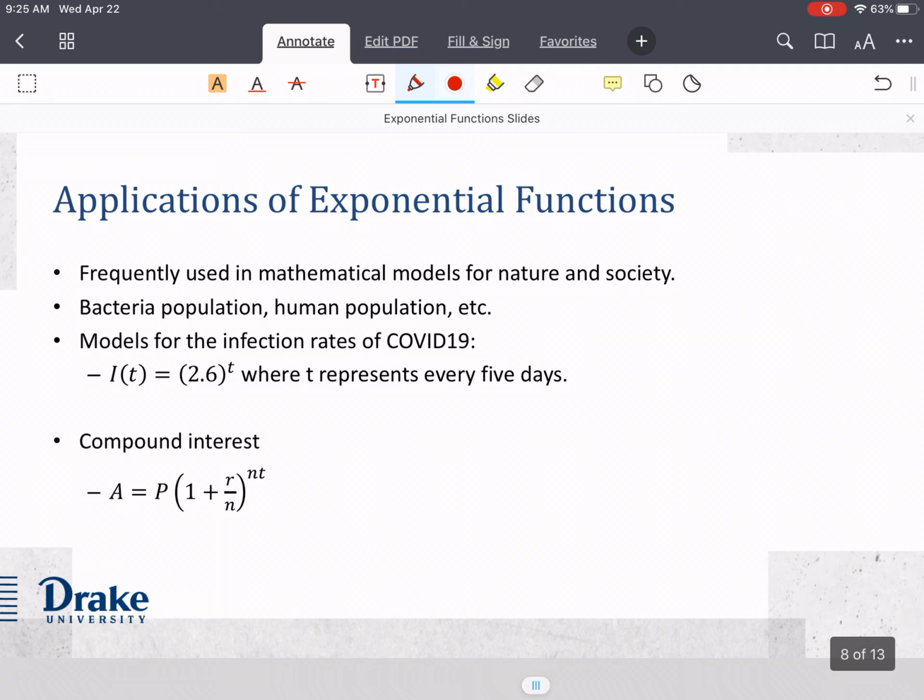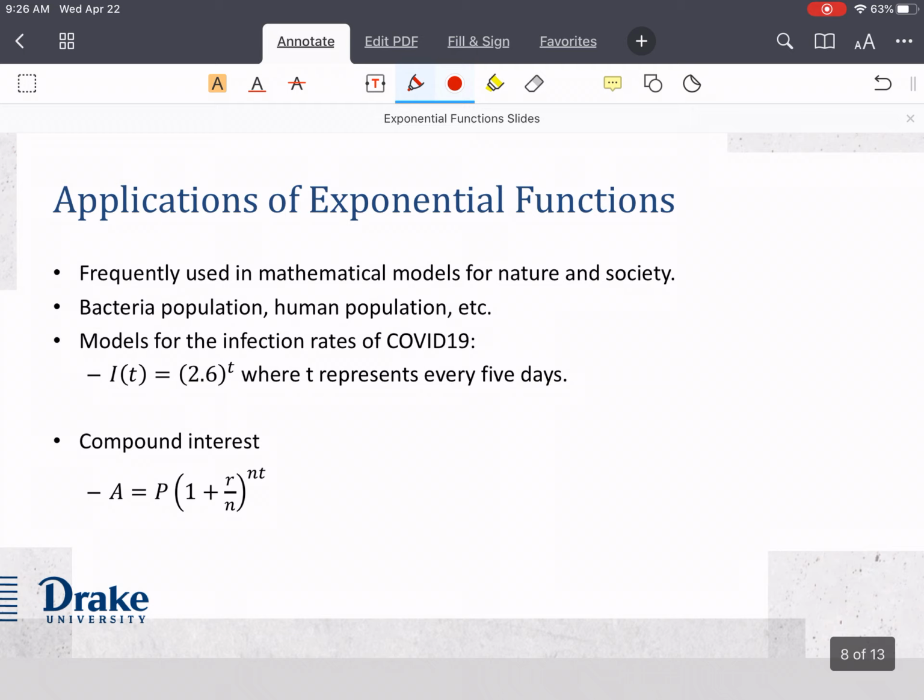I'm going to briefly mention some of the applications of exponential functions, because I will be recording a separate video specifically talking about applications of exponential functions. We know that exponential functions are frequently used in mathematical models for situations in nature and society, when we try to explain things. Some of the examples include bacteria population in biology research, or human population in social sciences. Exponentials are frequently used to model those situations.